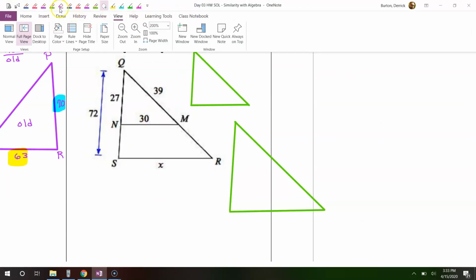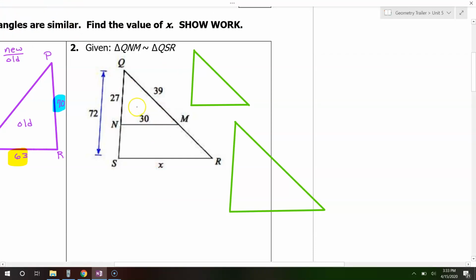Now, the small triangle is triangle QNM. And then the large triangle is triangle QSR. Look at this small triangle. Side QN is 27, and side QM is 39. And side NM is 30.